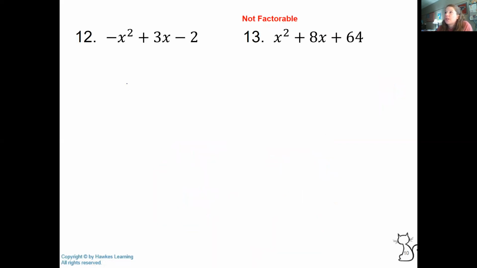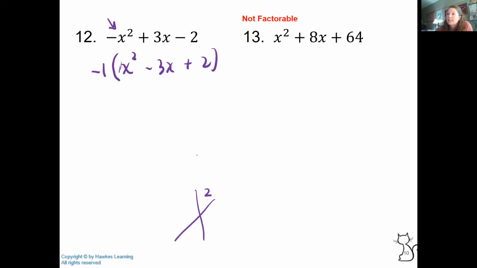Number 12. You always want this first term to be a positive, and the only way to do that is to pull out a -1. So we're going to go ahead and pull out a -1. A negative divided by a negative is a positive. A positive divided by a negative is a negative, and a negative divided by a negative is a positive 2. So when we're done, we'll have to add back that -1 at the end. So now we're going to multiply. So if this is a 1, what's 1 times 2? 1 times 2 is 2.